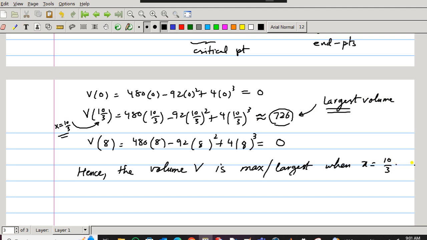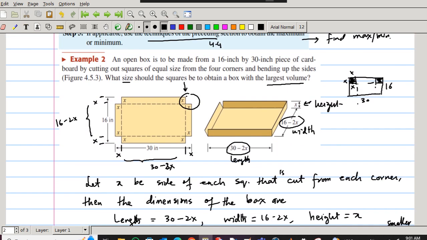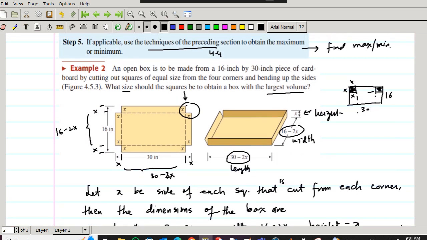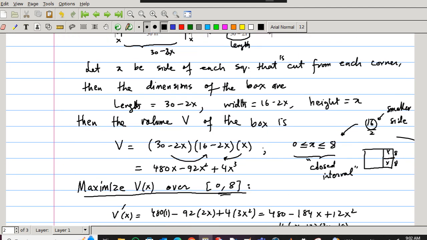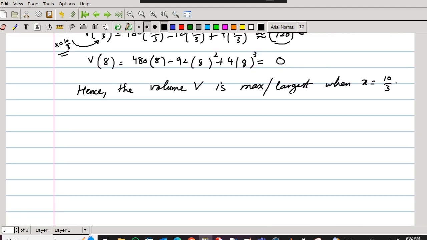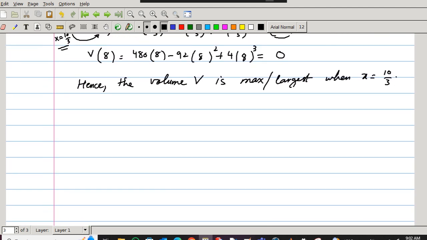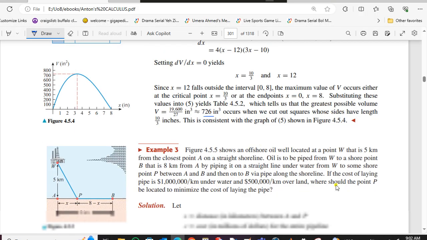So he asked me what should be the size. You see here, he did not ask me the largest volume. He said what size should the square be. It means they ask me what is x, that gives me the largest volume. So I told you x has to be 10 by 3 to get the largest volume. Okay. And if you want, you can write the largest volume as well. You can say that the largest volume will be 726 inches cube, right? So see, interesting problems.